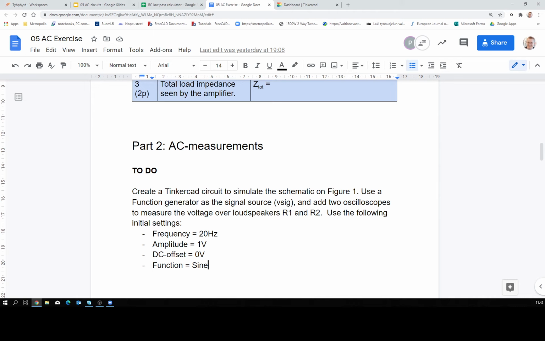So in part two, when we have the first theoretical part, that's how you calculate things. How you design is theoretical. You base the design on theory, but then you have to verify your design. Then you go and do laboratory experiments, and we have this Tinkercad environment for that.